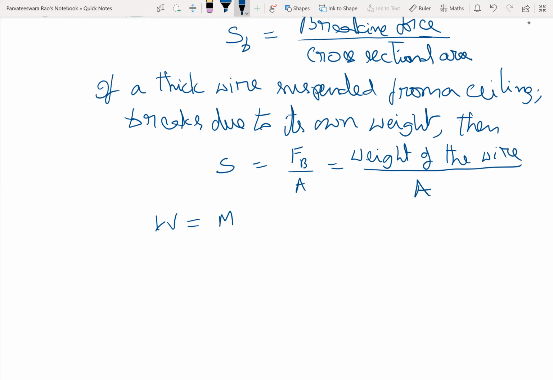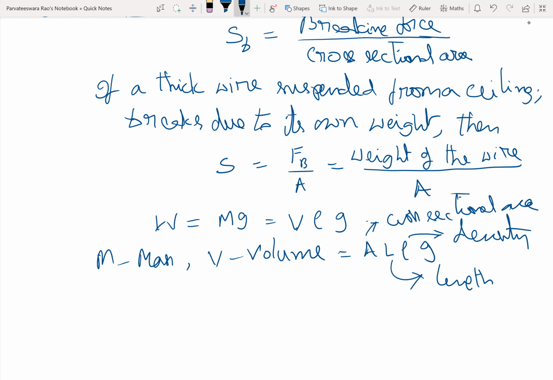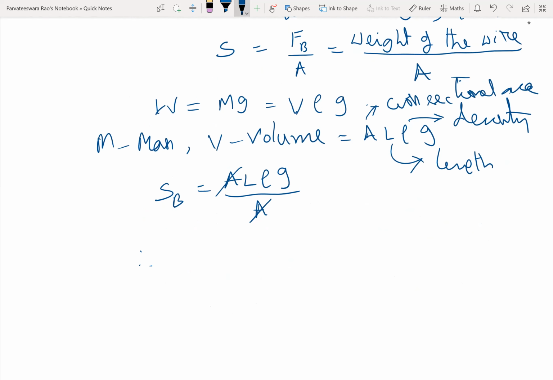So here W is equal to mg, m is equal to volume into density, into g. V is the volume, m is the mass. So this is equal to A into L into rho into g. A is the cross-sectional area. Cross-sectional area multiplied by length will give you volume. Rho is the density. So the breaking stress is now given by A L rho g by A. Therefore, the breaking stress is L into rho g.